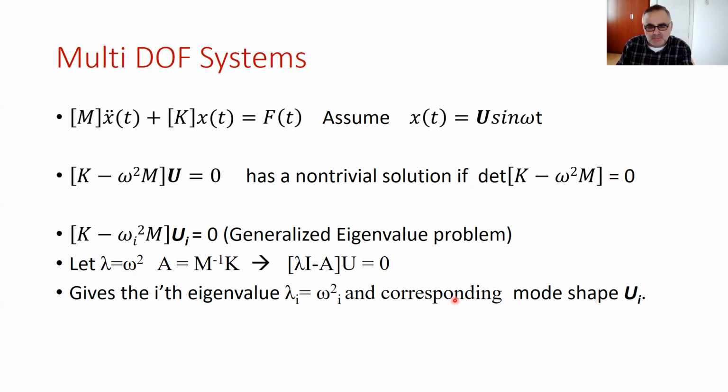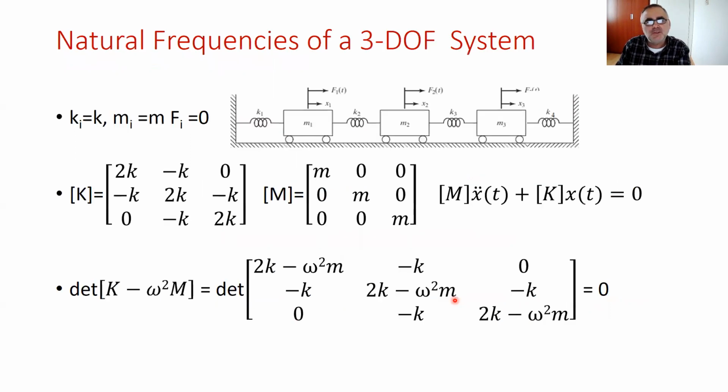Now, the eigenvalue problems to a certain size can be solved by hand, but after that you need a computer solution. I guess this is more or less the limit. For example, let's say that we have a 3 degree of freedom system, 3 masses, 4 springs, and let's say that for simplicity, all the springs are the same, all the masses are the same, masses are M, springs are K, okay?